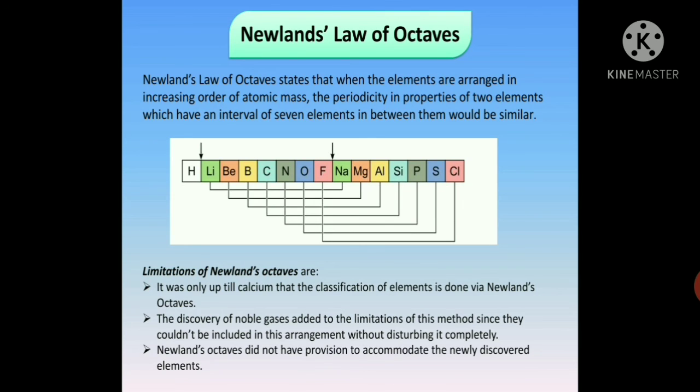Newland's octaves did not have provision to accommodate newly discovered elements. Also, Newland placed 2 elements each in some boxes to accommodate all the known elements in the table. For example, cobalt and nickel.